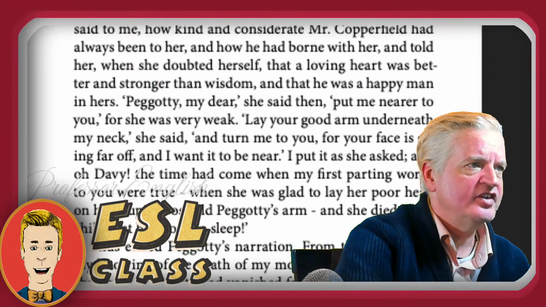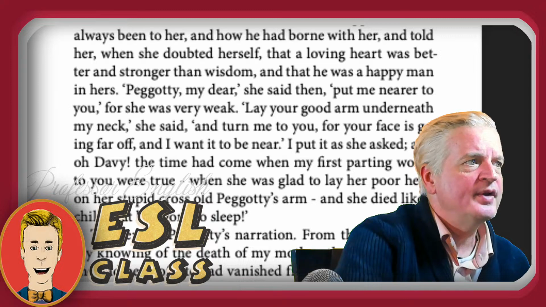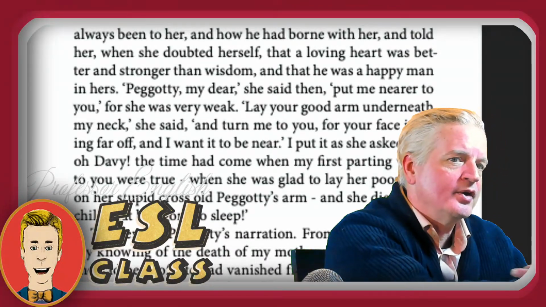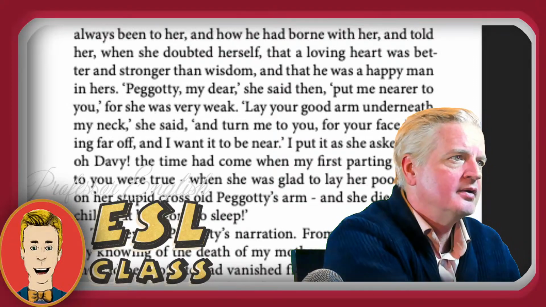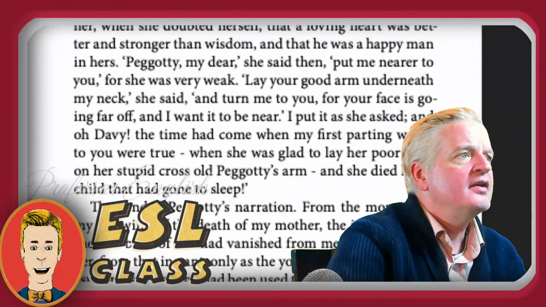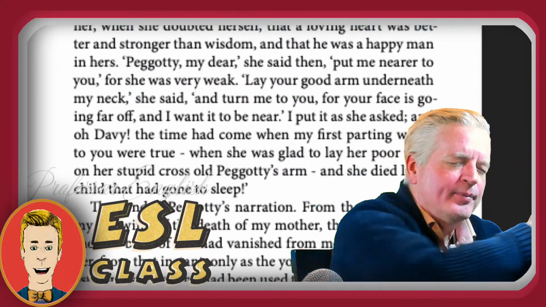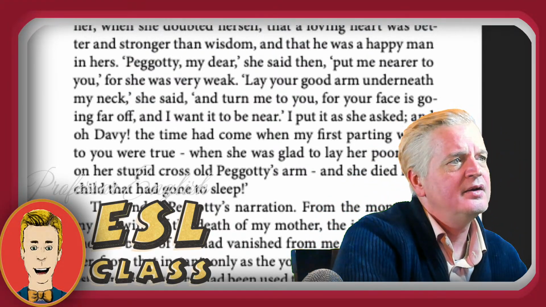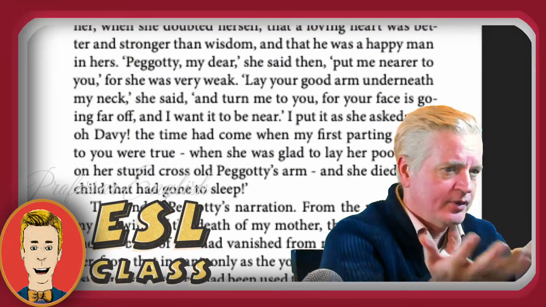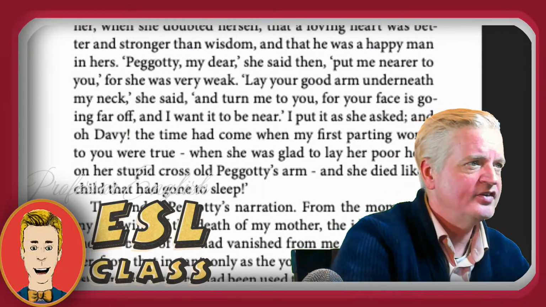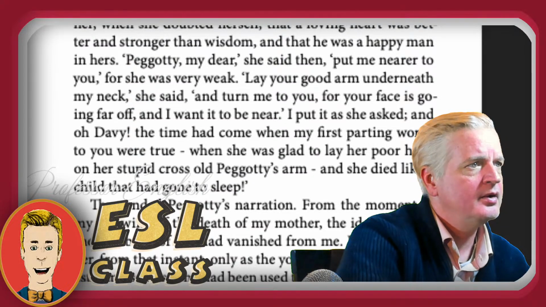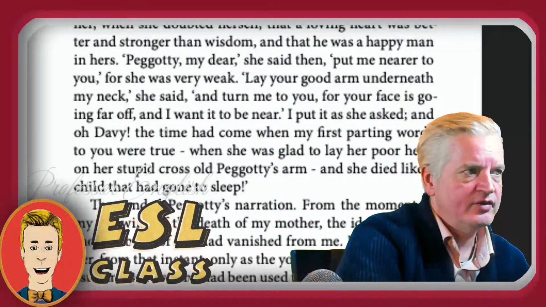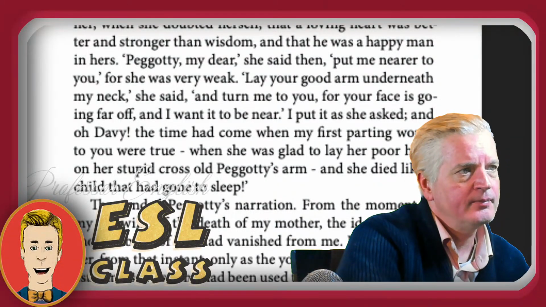"Peggotty, my dear," she said, "put me nearer to you," for she was very weak. So she said, "Peggotty, bring me near you." So Peggotty brought her near. "Lay your good arm underneath my neck," she said, "and turn me to you, so let me see your face. For your face is going far off, and I want it to be near." Because she's very weak, she can't move.